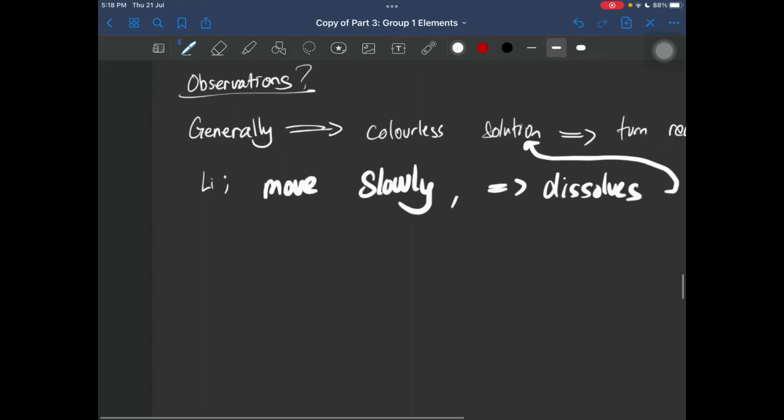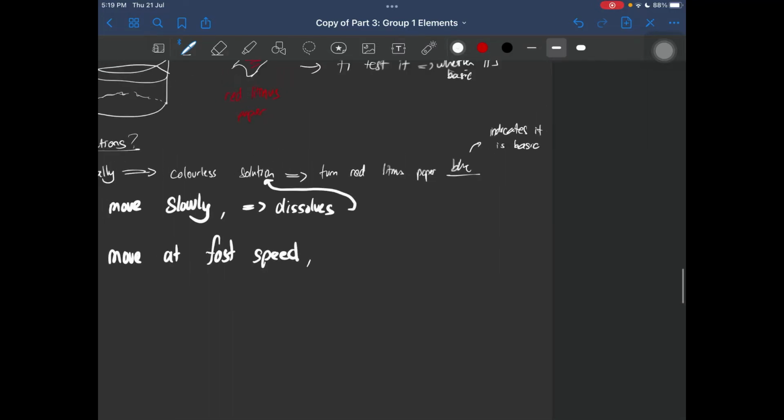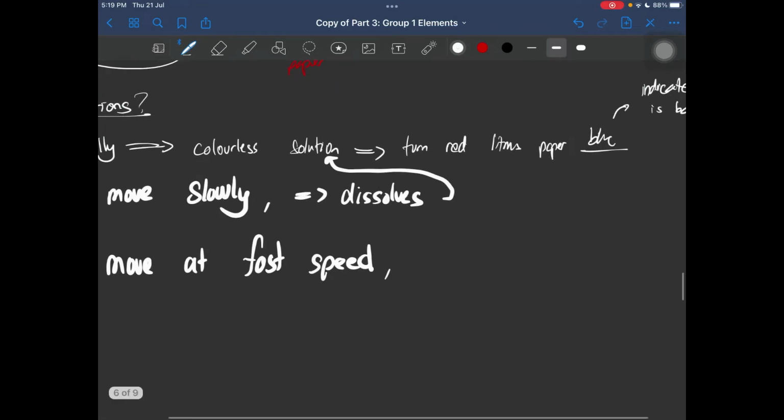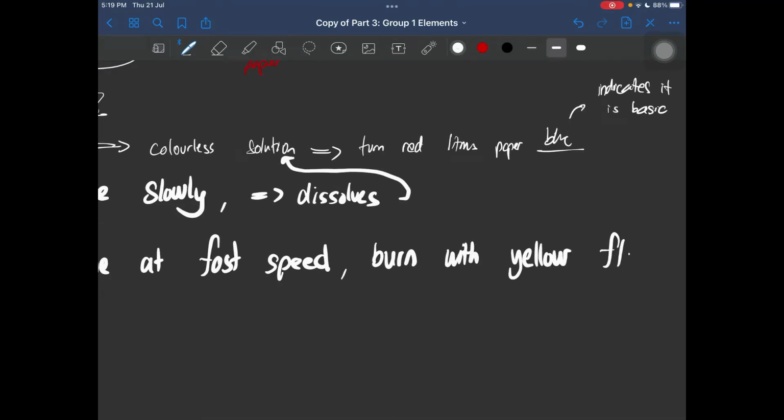Okay, so how about sodium? For sodium, it's much more reactive than lithium, right? So instead of moving slowly, it's going to move at a fast speed. And then because it's more reactive, it's not just going to emit gas, but it's actually going to burn. It's going to burn with a yellow flame.